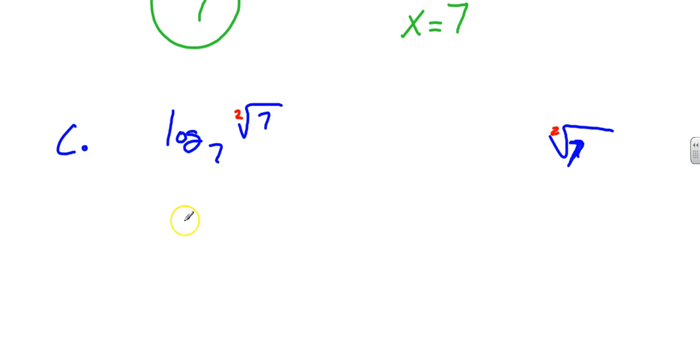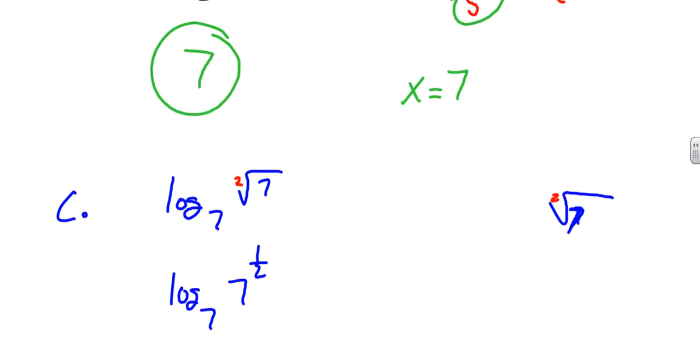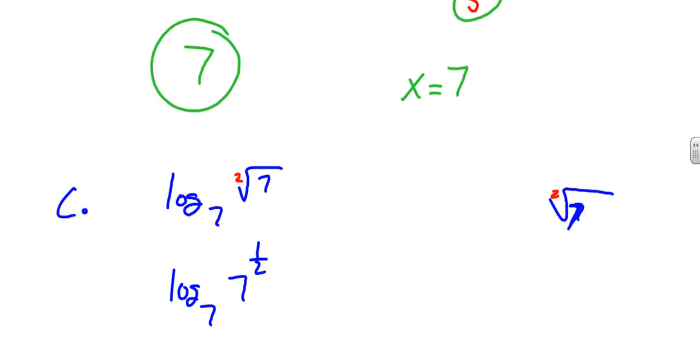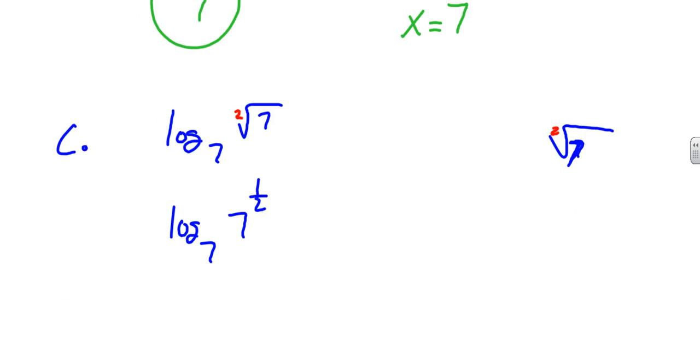So if you were to rewrite this, that really means this is log with 7 as our base, and this is really 7 to the 1/2 power. So that problem really is the same thing as the previous problem, where these two numbers are the same. If you simplify this one, then 1/2 just becomes your answer.